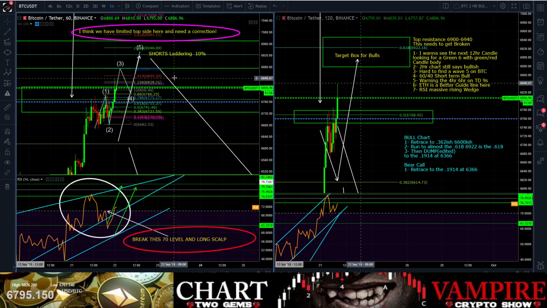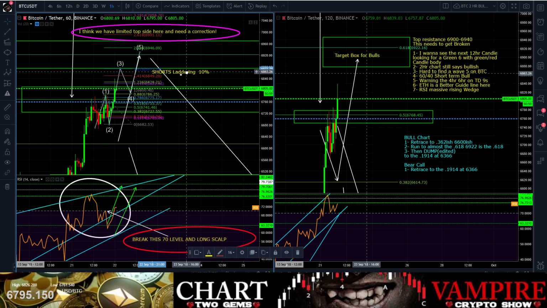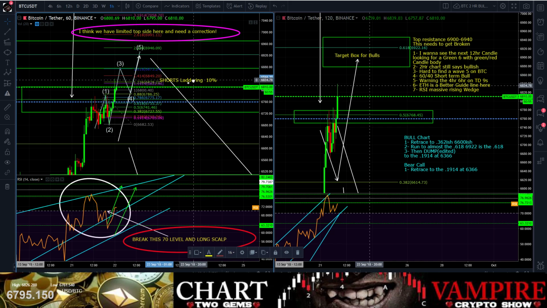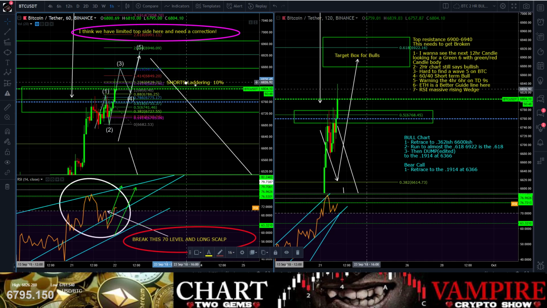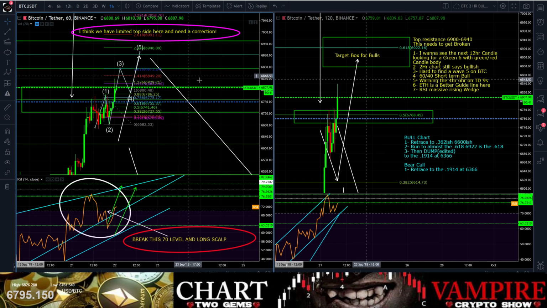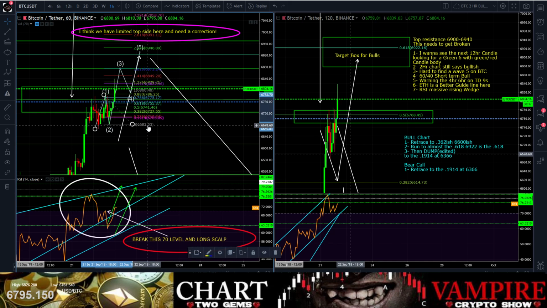So I would start shorting, I mean, here I would start shorting. I would be looking to short wave 5. I'm going to short wave 5. So I'm going to start shorting. That's what I'm going to do. Sorry, I'm going to short wave 5. How about that? That's it.